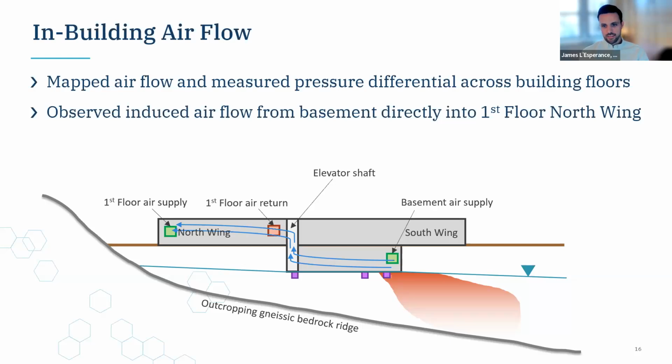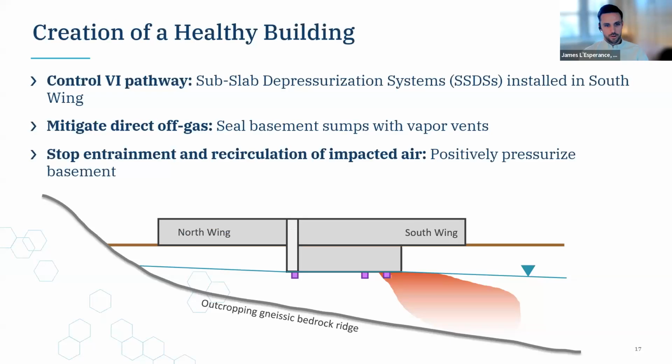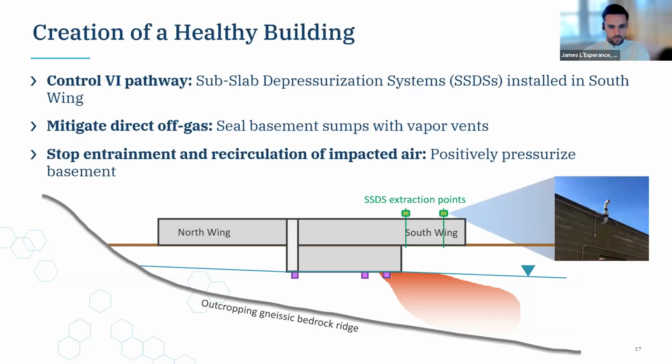So armed with this additional information and a better understanding of airflow, we moved forward with implementing a holistic remedial approach. So first, in the south wing of the first floor, where we did have that more traditional VI pathway, we installed SSDS systems to inhibit migration across that first floor building slab.